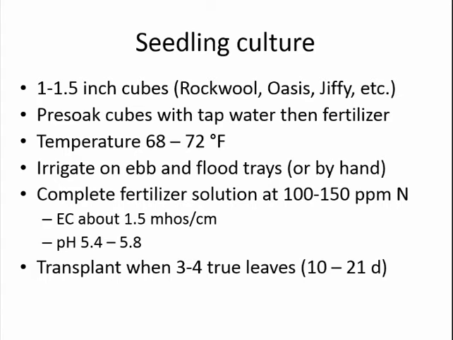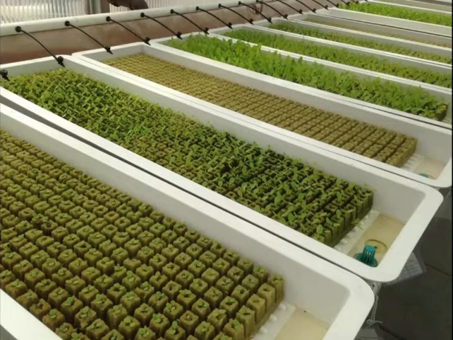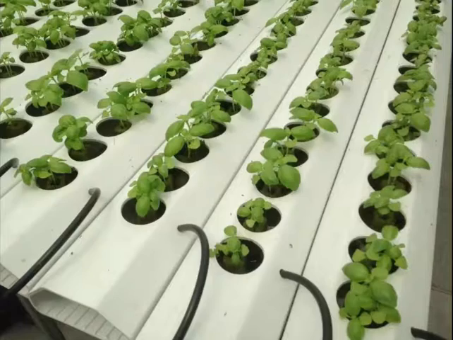Then these seedlings are ready to transplant when we reach the 3 to 4 true leaf stage, which under great environmental conditions, high light conditions, will be about 10 or 11 days, but can take as long as 3 weeks. And so these are seedlings getting ready to transplant, and you see they're irrigated with drip irrigation. And these are basil seedlings shortly after they were transplanted into an NFT system.